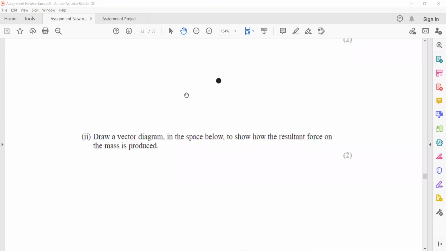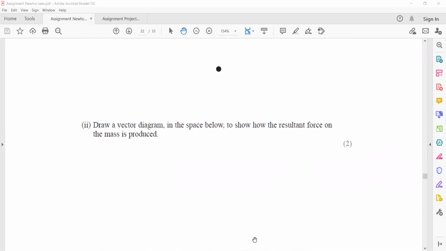In the next part, draw a vector diagram to show the resultant force on the mass. So we have to show a vector diagram. Resultant force means when we add these two vectors, either by a parallelogram method or a triangle method, the starting point and ending point will not be the same. That means there is a resultant force. So already we drew the free body force diagram in which the weight was acting down and the tension is towards making a certain angle according to the string.